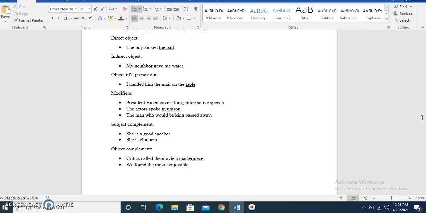Whereas an object complement is going to modify or describe the object in a sentence. And really it's going to rename that object in some way. So the example is, critics called the movie a masterpiece. We found the movie enjoyable. So again, all this takes some practice and starting to identify what these words are doing.